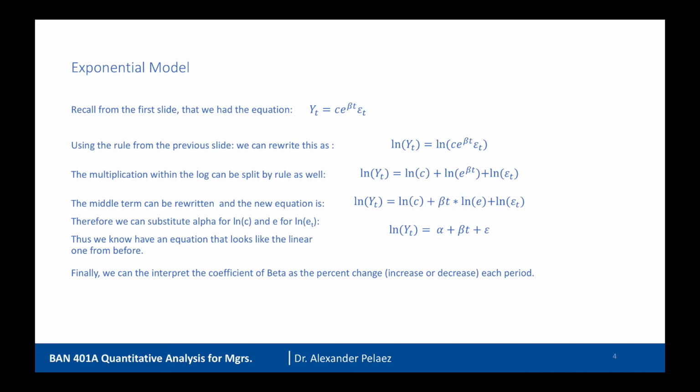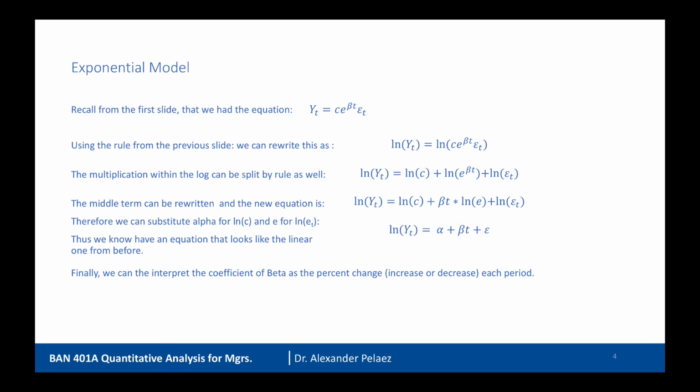When we do this, again, we can use our previous rule that will move the bt out in front of the log e, and we end up with log of yt is equal to log of c plus bt times the log of e, which is 1, plus the log of et. And so therefore, alpha is actually represented by the log of c, and our new error term is the log of the error terms, and we're left with bt, or beta times t, in the middle.